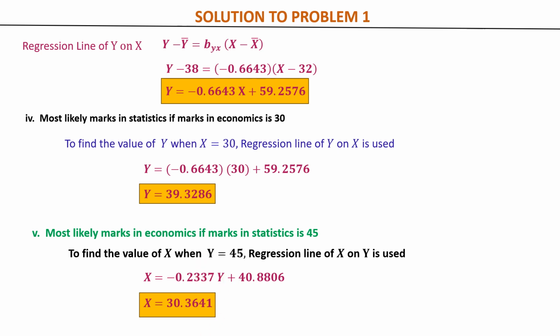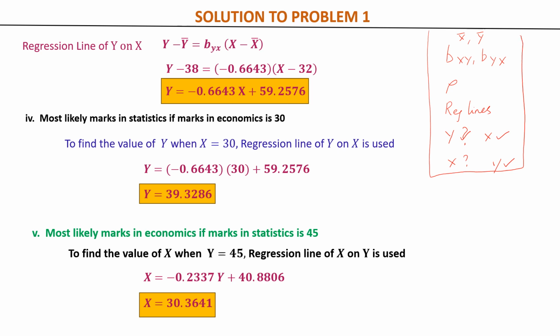So we have now found the regression coefficients bxy, byx. Then I found the correlation rho. Then we framed the regression lines basing on all these. And in fact, before that we started with x bar, y bar, and then we found out the y value when x is known, and we had to find the x value when y is known. So we have done almost the entire regression in one problem. So a very important problem this is.